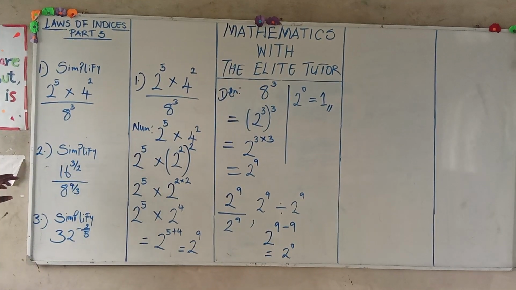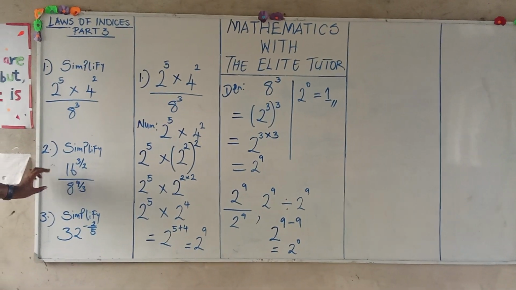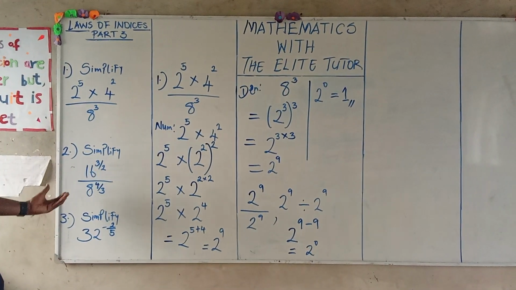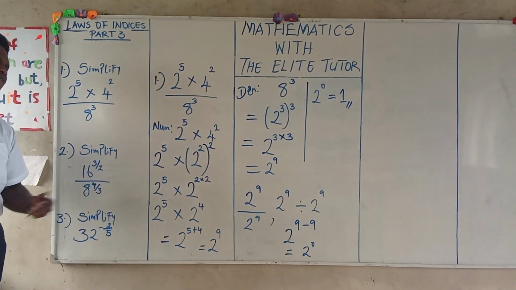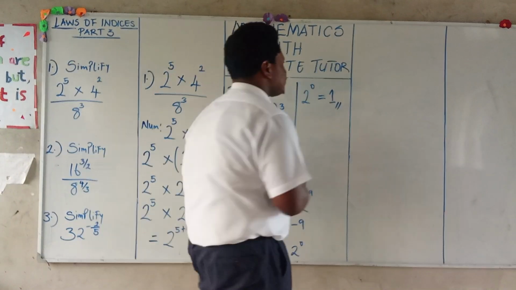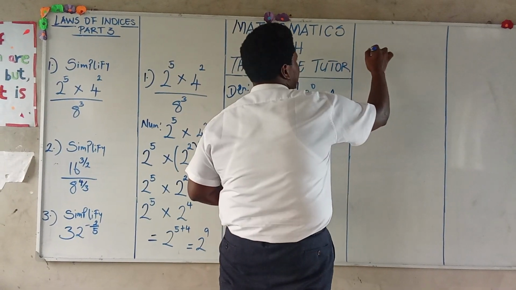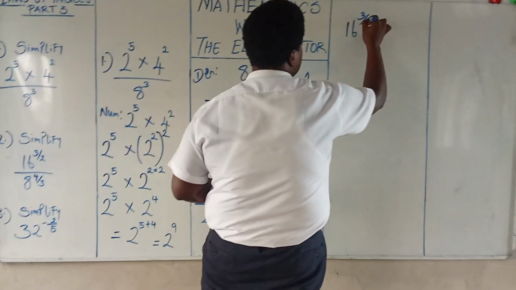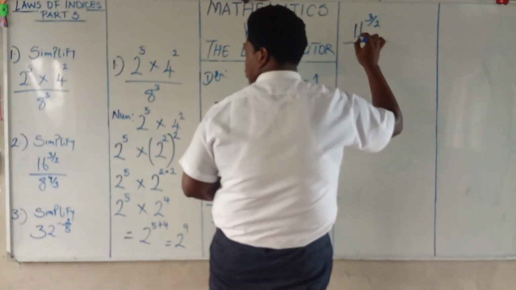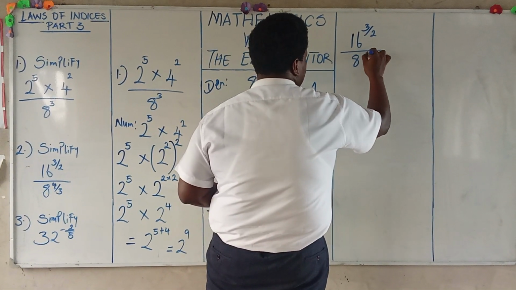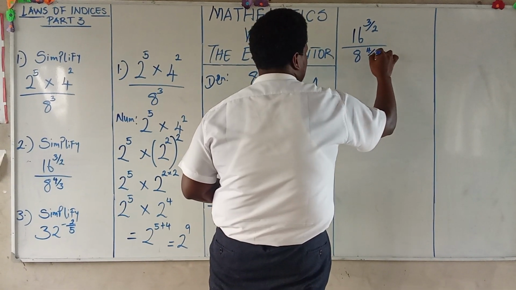Now our next question, we are going to be simplifying 16 raised to power 3 over 2 divided by 8 raised to power 4 over 3. Very simple. Now let's solve. Follow closely. So we have 16 raised to power 3 over 2, and 8 raised to power 4 over 3.